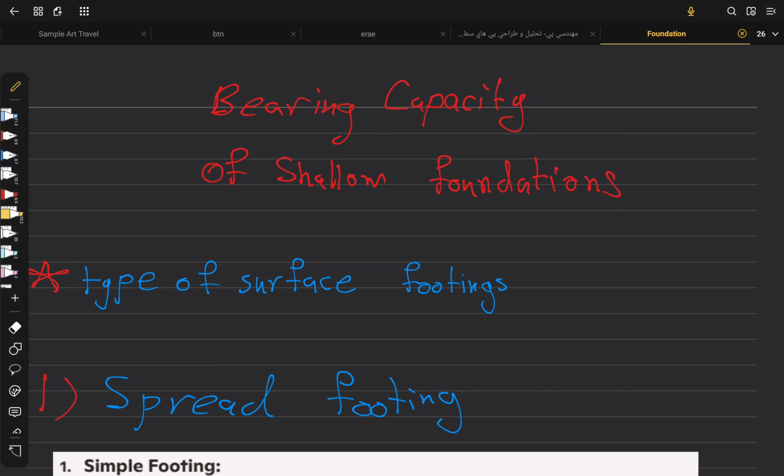Hello guys, welcome back. Today, as I promised, I'm going to start our foundation course, how to create a foundation. This course is for civil engineering students. I think you learn it in semester 7 or 8. Okay, it's not important now.